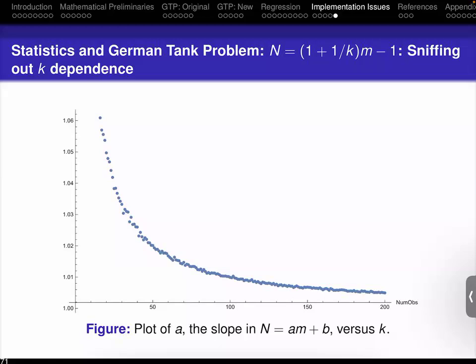Do we agree that in the limit a goes to 1? And do we agree that it has to be at least m plus something? Because the total number of tanks can't be smaller than m. So really, I know a is 1 plus something. So instead of log of a, what should I subtract from a? 1. So let's plot the log of a minus 1.